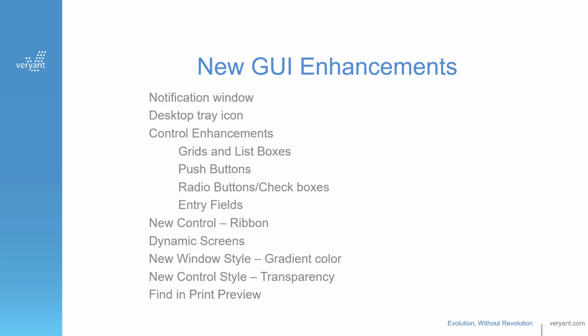Most of our controls have been enhanced, including those listed here, and a new control called a ribbon has been added. We've also added the ability to create dynamic screens, allowing you to add or remove screen section controls from within your program. I'll also show you a new window style, gradient color, and a new control style, transparency. And finally, I'll show you the new find capabilities of print preview. So let's take a closer look at these changes.